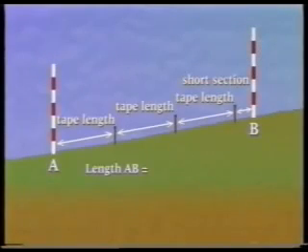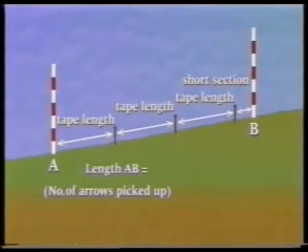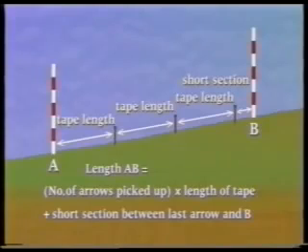The length of the line is given by the number of arrows picked up by the follower, multiplied by the length of the tape, plus the short length measured between the last arrow and point B. As a check, the line should now be measured again, this time starting at B and ending at A. The two measures should agree very closely. For example, over a constant slope of 100 meters, using a 30-meter synthetic tape, the difference between the two values should be within 50 millimeters. And using a 30-meter steel tape, agreement should be better than 10 millimeters.